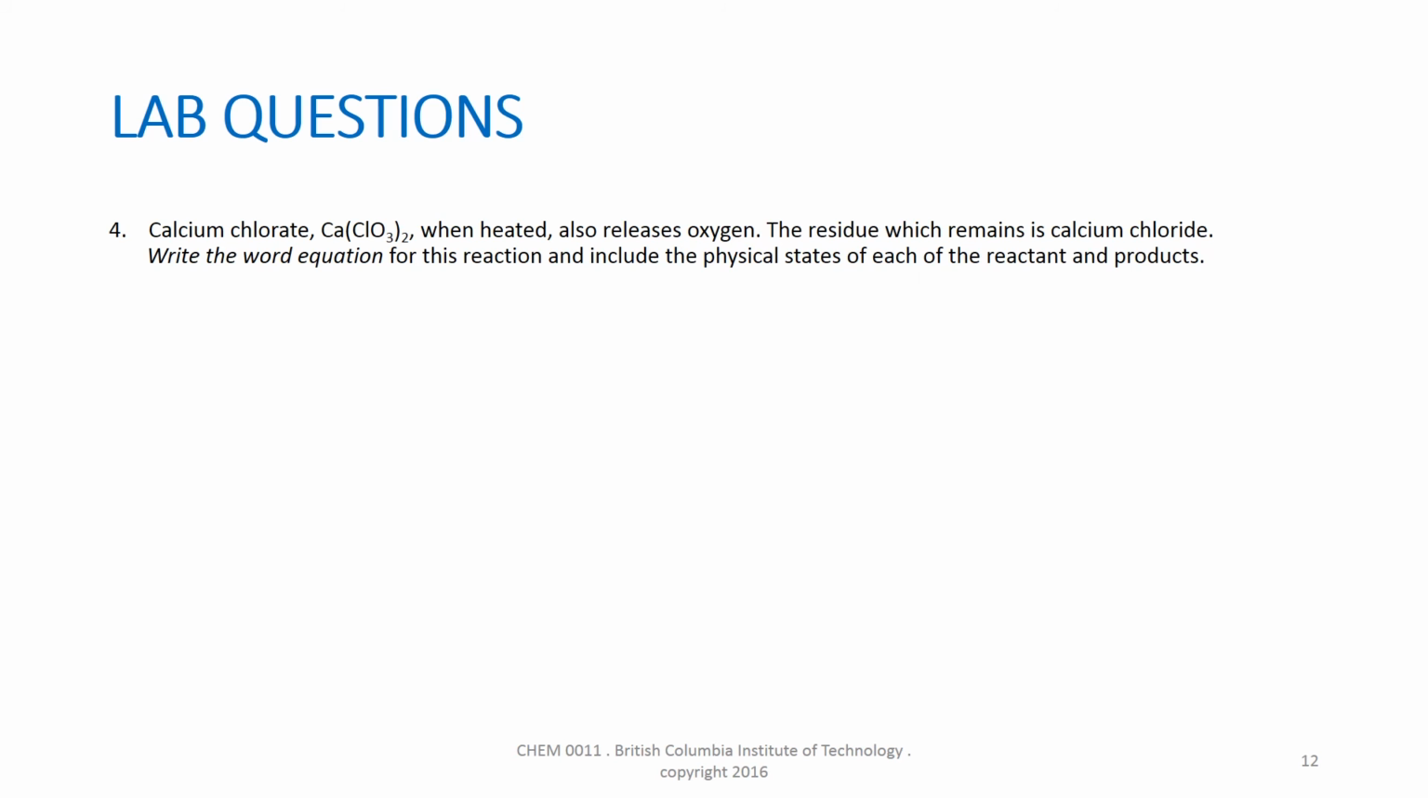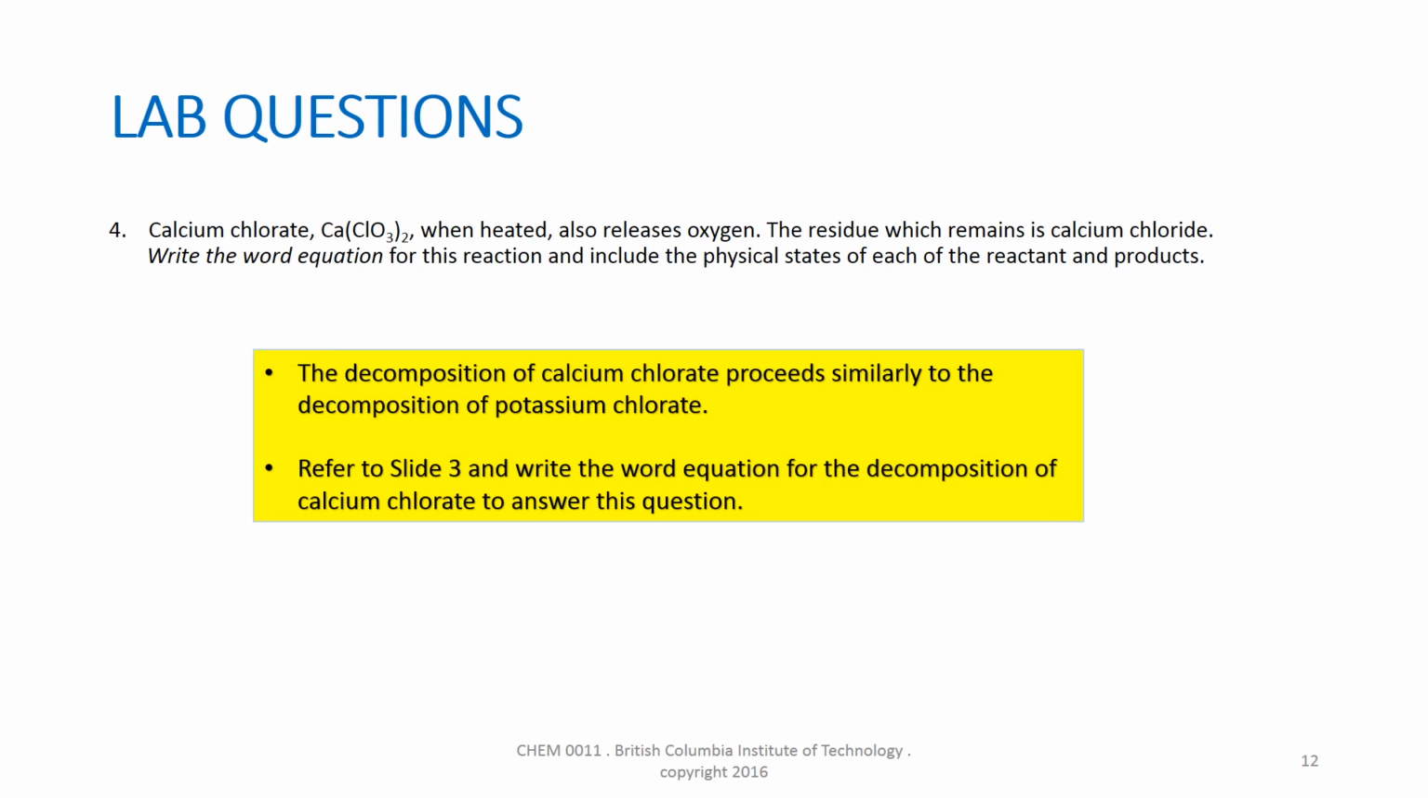Question 4. Calcium chlorate, when heated, also releases oxygen. The residue which remains is calcium chloride. Write the word equation for this reaction and include the physical states of each of the reactant and products. The decomposition of calcium chlorate proceeds similarly to the decomposition of potassium chlorate. To answer this question, refer to slide 3 and write the word equation for the decomposition of calcium chlorate.